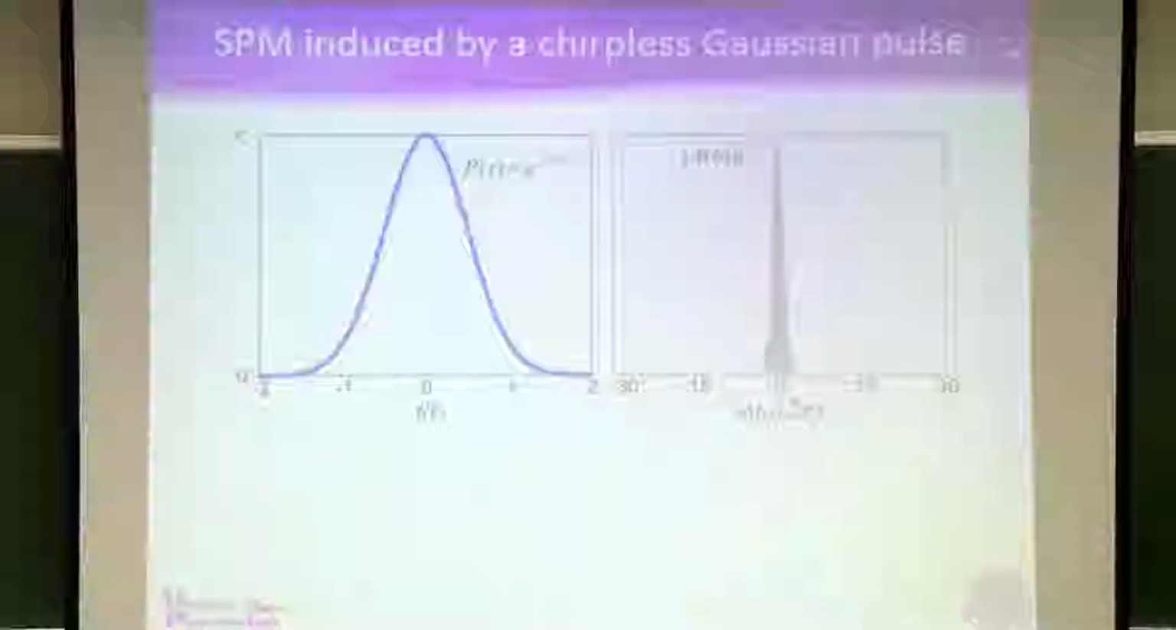Here I show you some examples. Self-phase modulation induced by a chirpless Gaussian pulse. I assume my input pulse is a Gaussian pulse. This is the corresponding intensity or power profile, a standard Gaussian function.